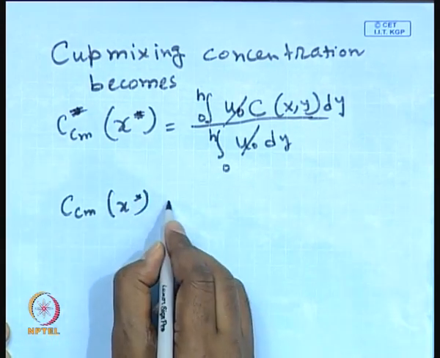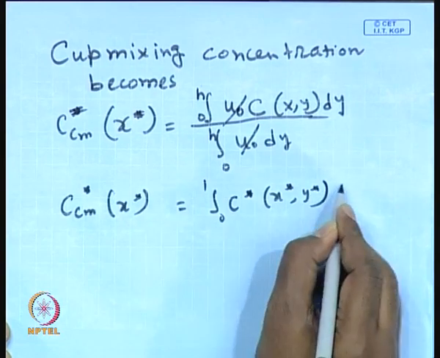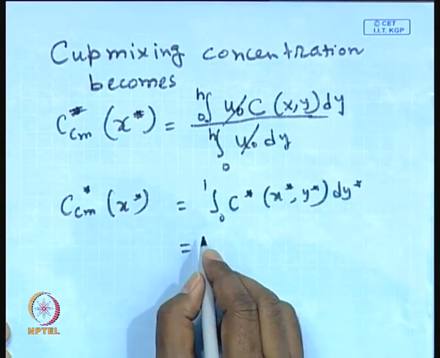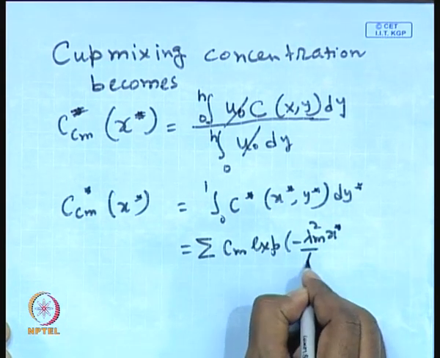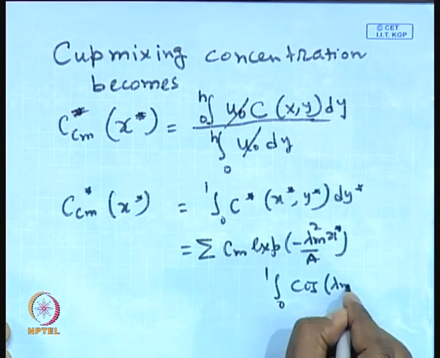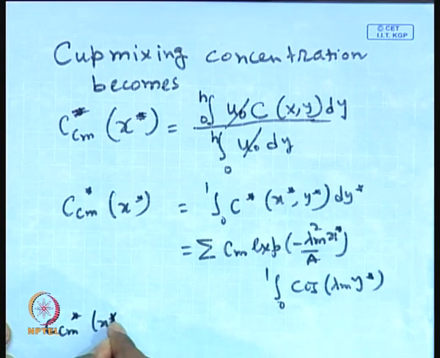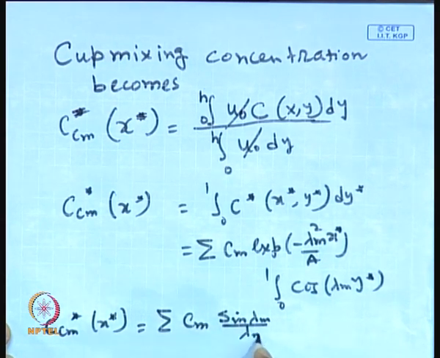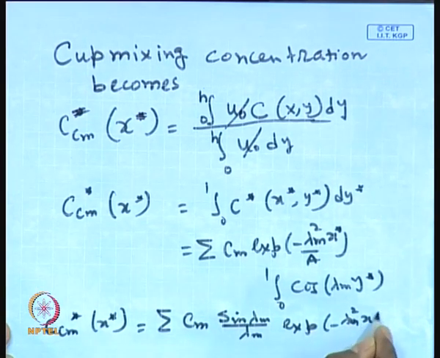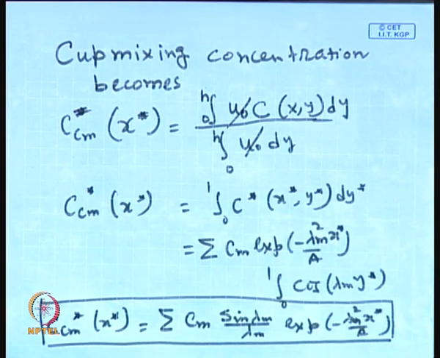as a function of x star, it becomes C_CM star, which is the integral from 0 to 1 of C star(x star, y star) d y star, and this is nothing but the summation of C_m exponential minus lambda m square x star over a, times the integration from 0 to 1 of cosine lambda m y star. And if you really evaluate this integral, the whole expression of C_CM star becomes the summation of C_m sin lambda m over lambda m, exponential minus lambda m square x star over a. After carrying out this integration, you will be in a position to get the value of cup mixing concentration.